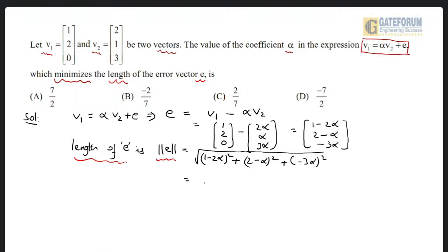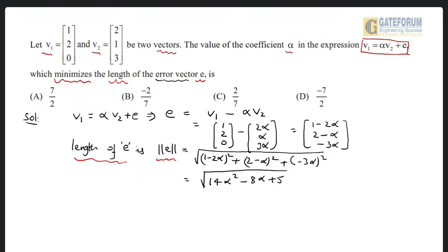Now this simplifies using (a minus b) whole square equals a square plus b square minus 2ab. So this simplifies to 14 alpha square minus 8 alpha plus 5. This is 1 square, 2 square, and 5. So this is the length of the error vector E. Okay, so this is the error vector. Now the square root is there.